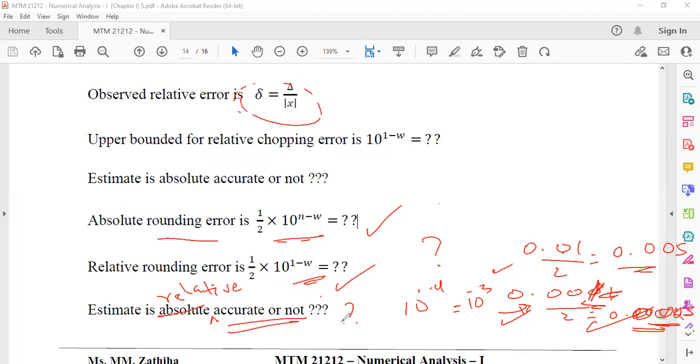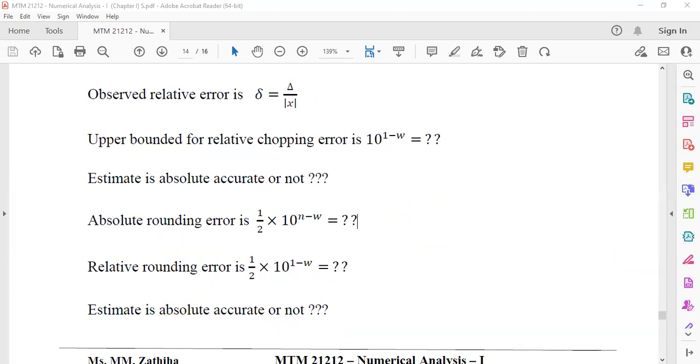Okay. See whether delta is less than this one and this one. Okay, sorry. This is rounding off, no? Yeah, no problem. Absolute rounding error. Okay, what is the rounding error? For rounding error, you have to obey the rules. No? Okay, what is the question?